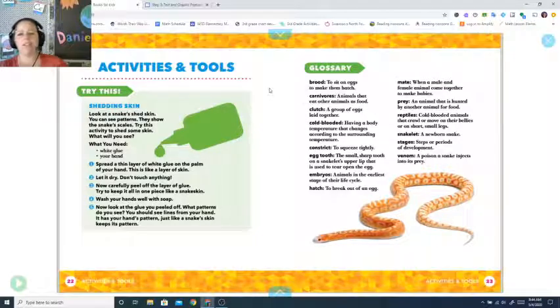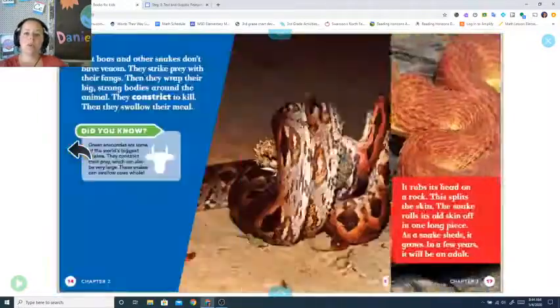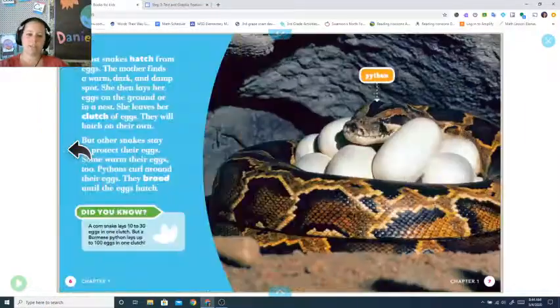And then brood. It says that the snakes brood. What does that even mean? Brood means to sit on eggs to make them hatch. Okay, so it's kind of like when a hen will sit on her eggs, right? She uses her feathers and everything. She sits on them, keeps them warm. Some snakes do that too. So now I know what clutch and brood mean. So you can always go back to the glossary to look at it.